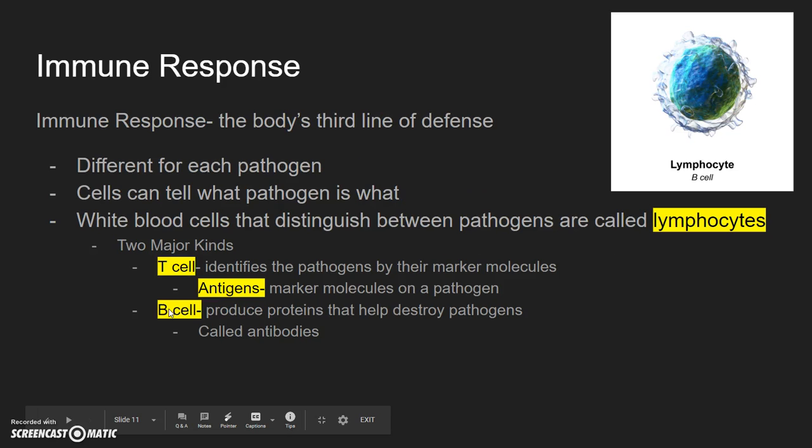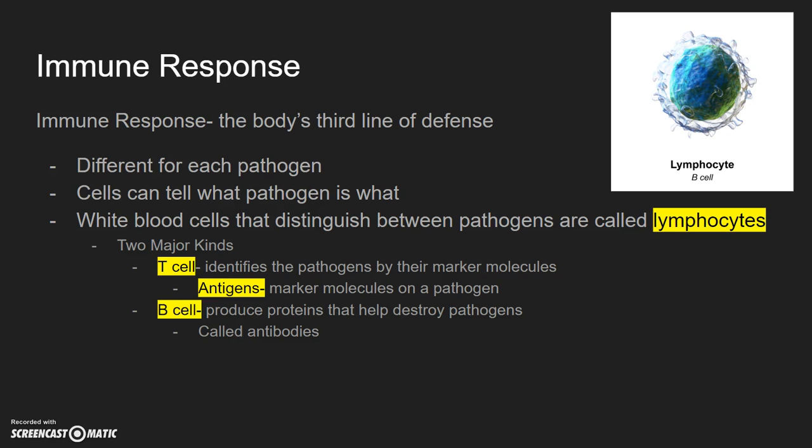Our third line of defense is what's called the immune response, and it's different for each pathogen. A bacteria is going to have a different response than a virus, so cells can tell what pathogen is what. The white cells that distinguish this are called lymphocytes, and there are two major kinds of lymphocytes.